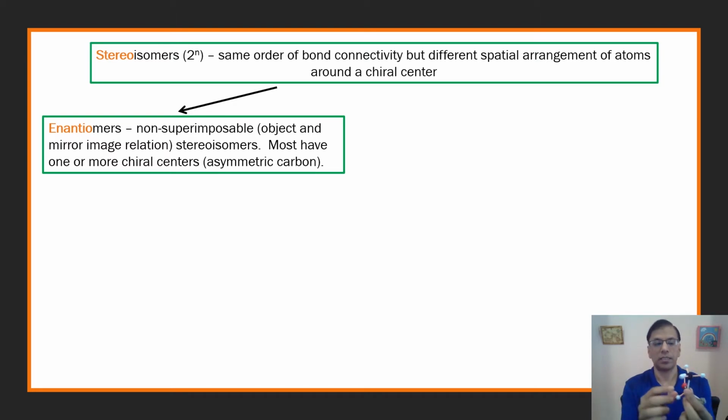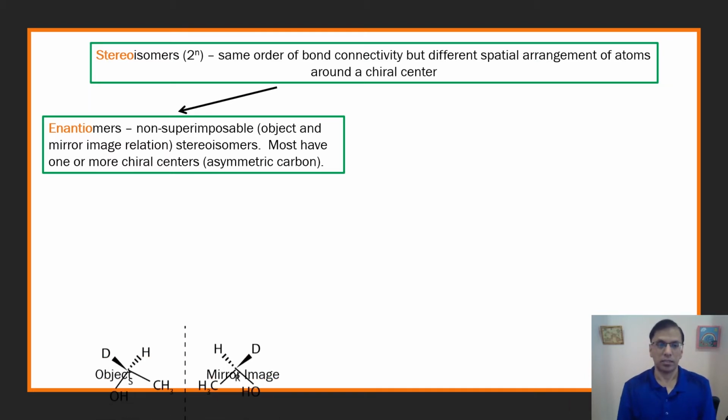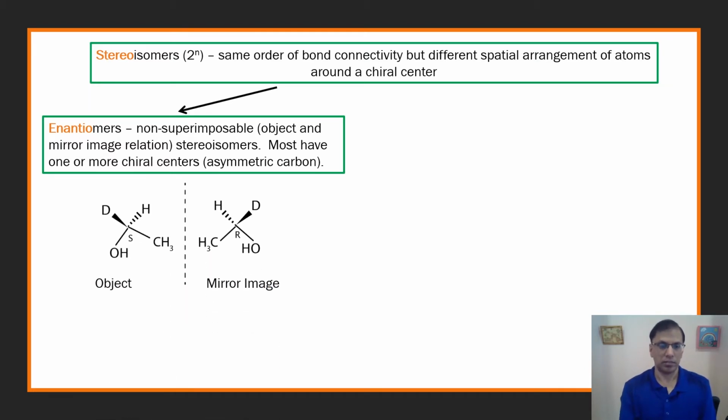And I have the same exact molecule right here. You can see that these two molecules are mirror images of each other, just like a left hand and a right hand. And so these are called enantiomers. They cannot be superimposed. So they are considered to be an object and a mirror image.